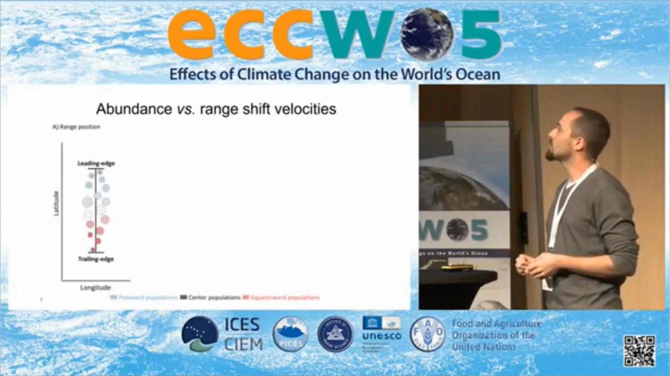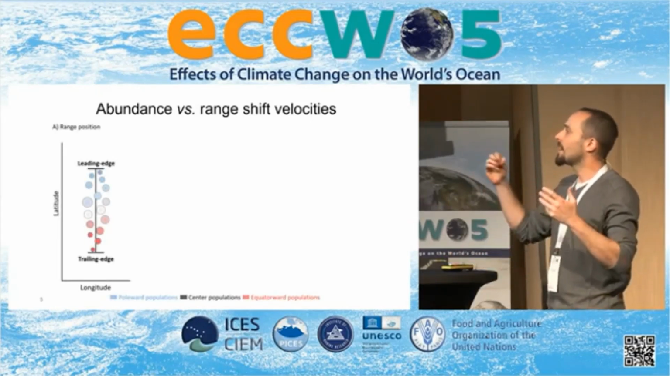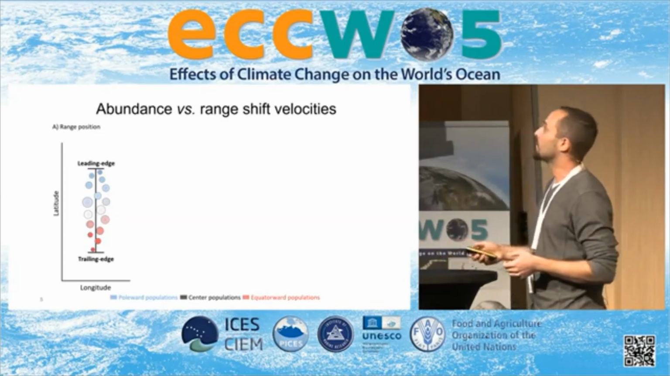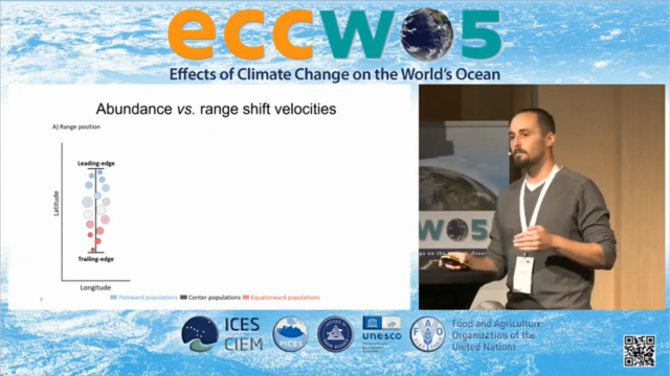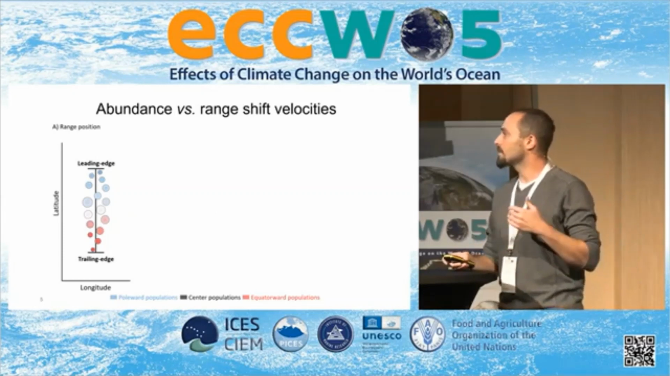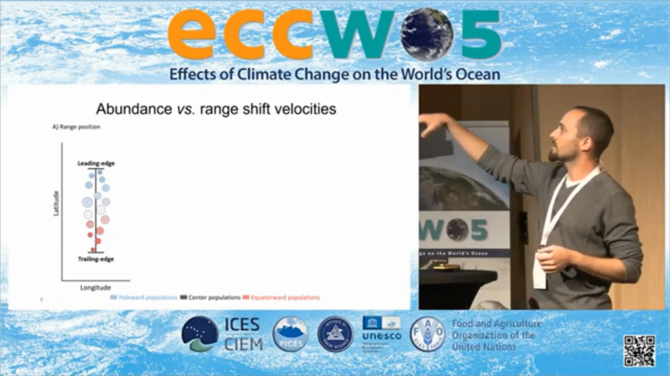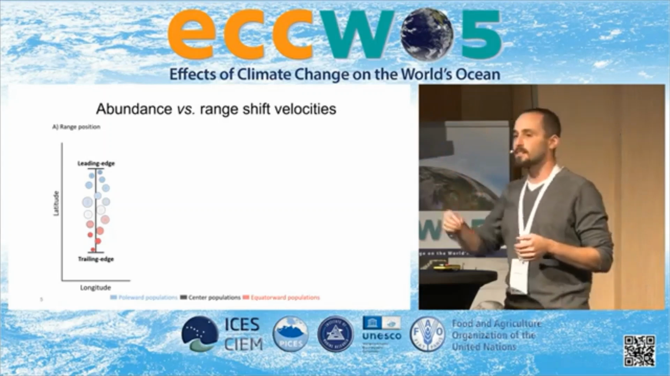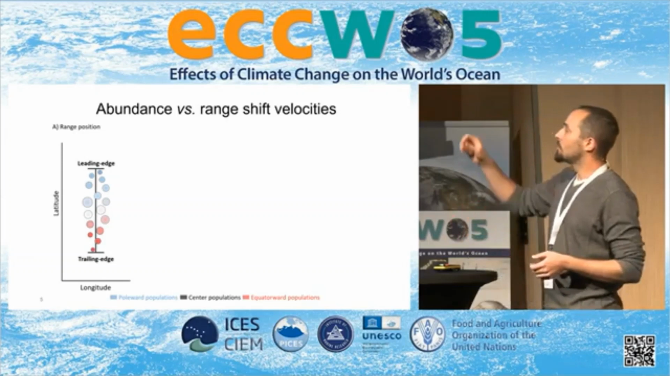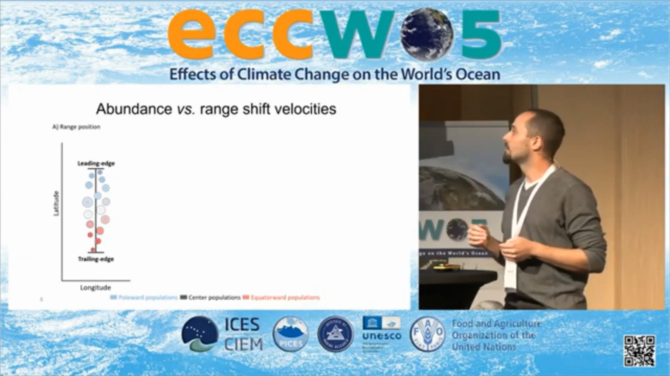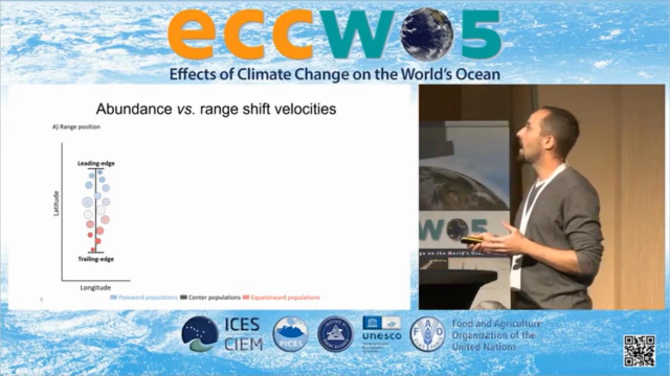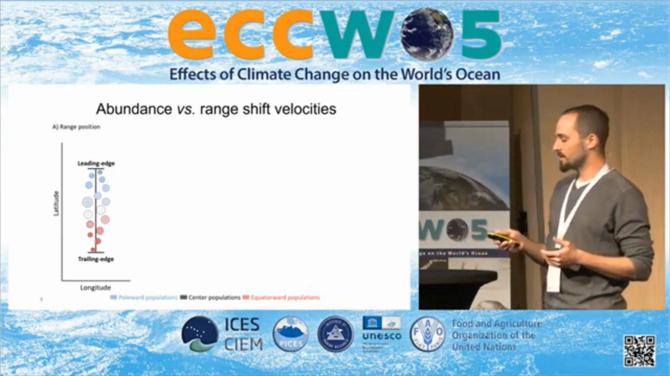We have here a range of a hypothetical species, and you can see its leading edge, which is the forwardmost edge of its range, and the trailing edge, which is the equatormost edge of its range, and some different populations. Each circle is a different population, and the circle size corresponds to the population size. In blue, you can see forward populations, and in red, those equatorial populations. Now we'll try to understand how abundance relates to range shift velocities.